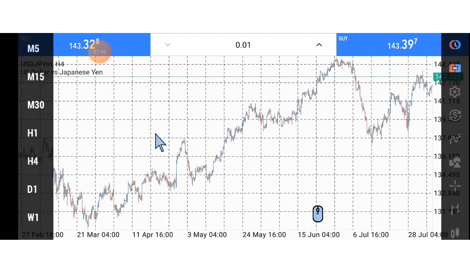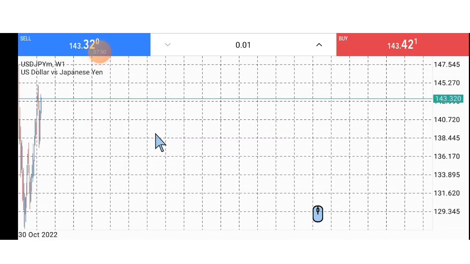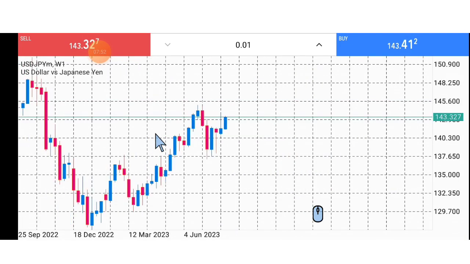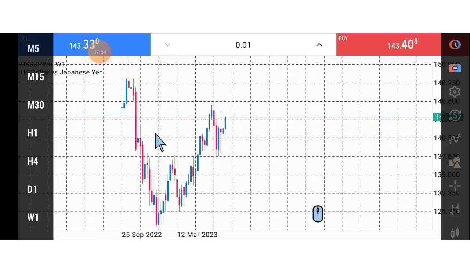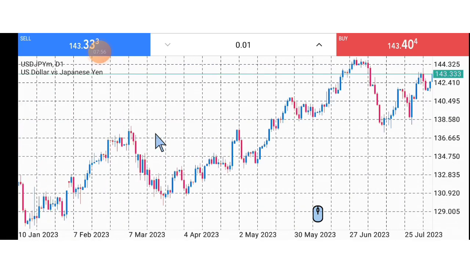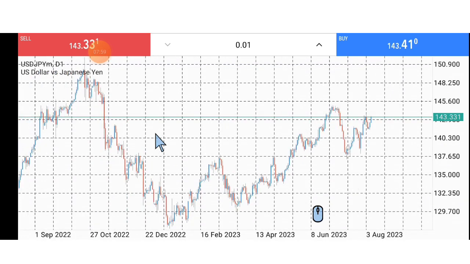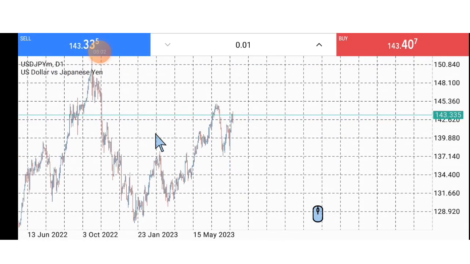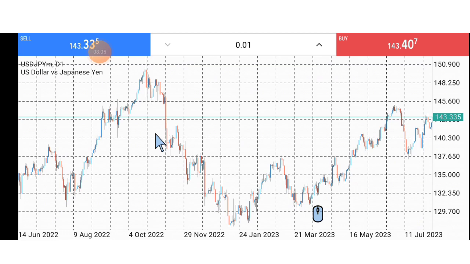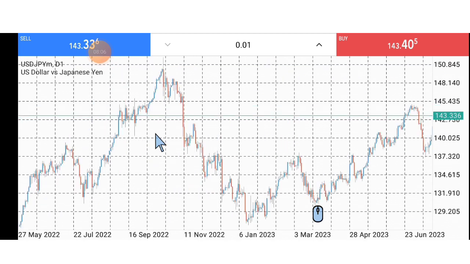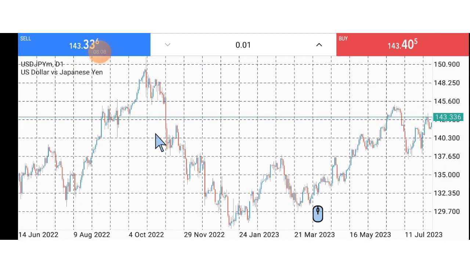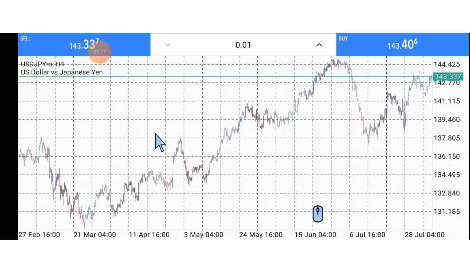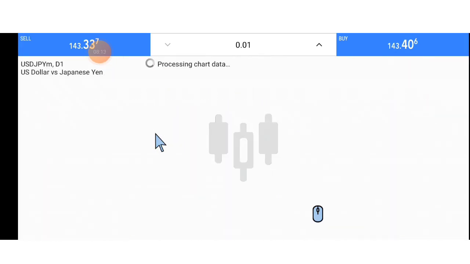Let's go to the higher, let's go to 1 week. You can see here. Let's go to daily. Now this is the daily chart. Now we can draw a trend line here. We can also move to the 4 hours time. Good, but let's go to daily and then we can come to the 4 hours.